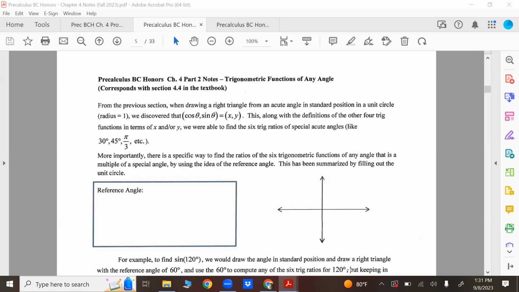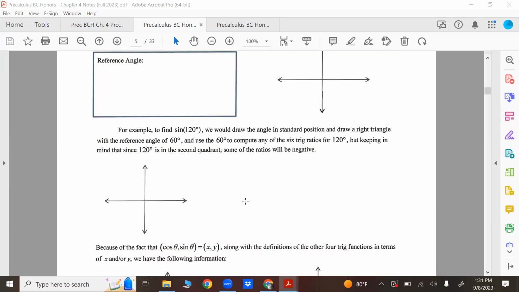This gave one definition of the other 4 trig functions in terms of x and y. Remember, tangent is y over x, cotangent is x over y, cosecant is 1 over y, secant is 1 over x. So we could use those coordinates to evaluate them. And more importantly, there's a specific way to find the ratios of the 6 trig functions of any angle as a multiple of a special angle by using the idea of a reference angle.